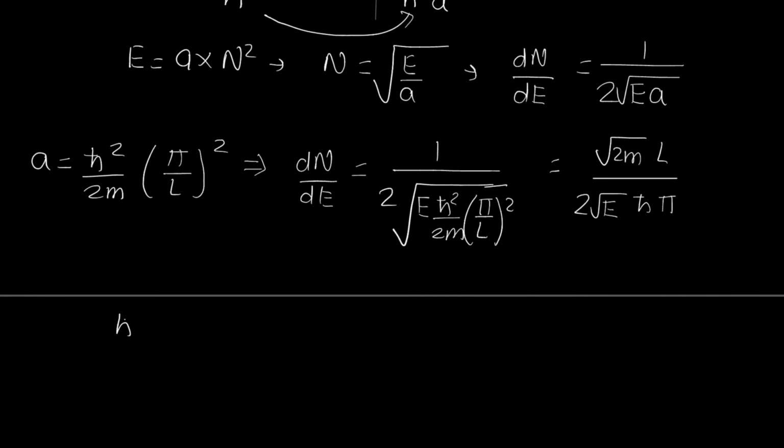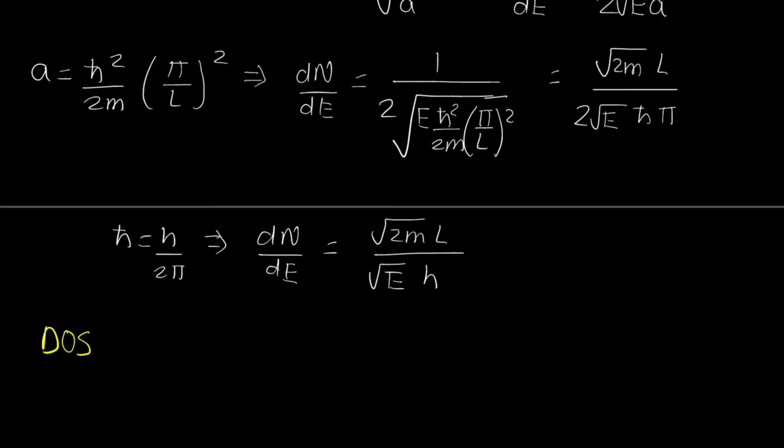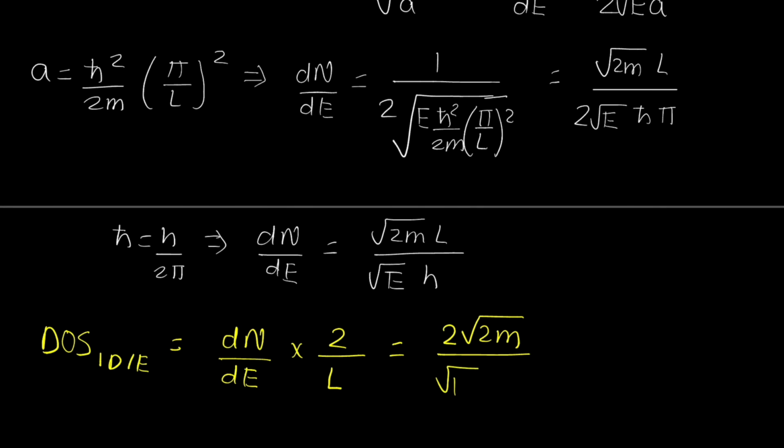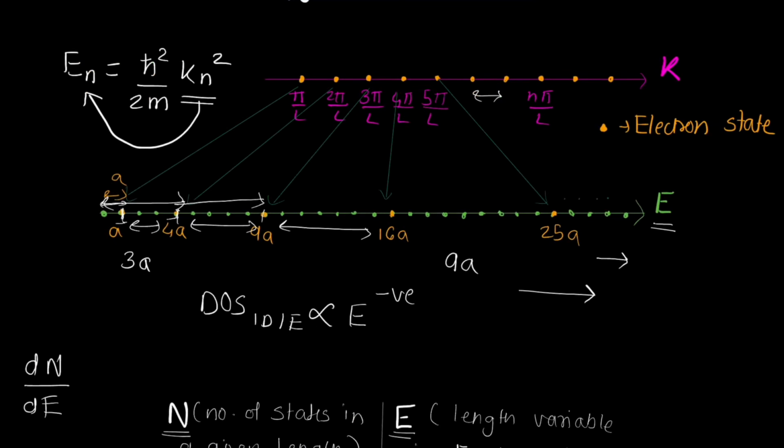if we substitute the value of h bar as h divided by 2 pi, so the density of states for this particular case, which is defined as dN by dE into 2 by volume, but it is a one-dimensional crystal, so just the length will now become, so it is proportional to minus half power of the energy, which is what we predicted by looking at this particular graph.